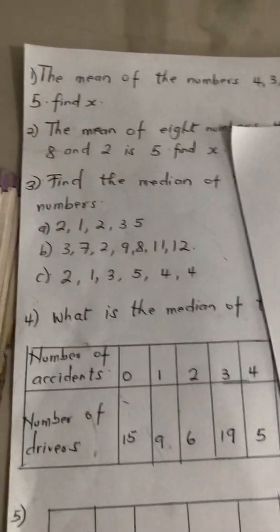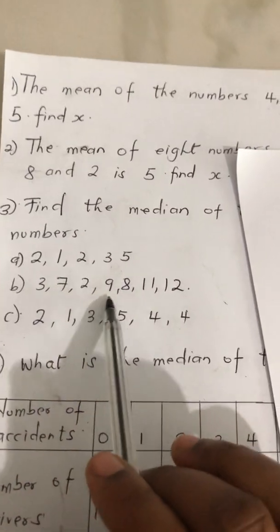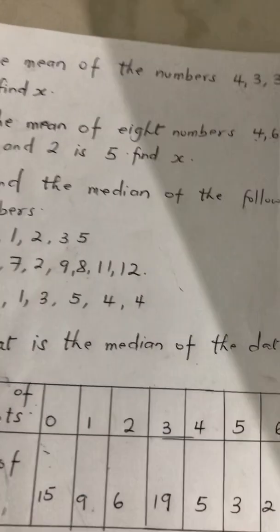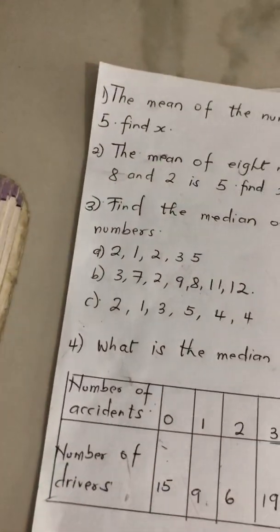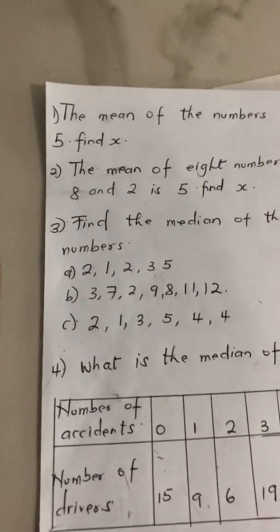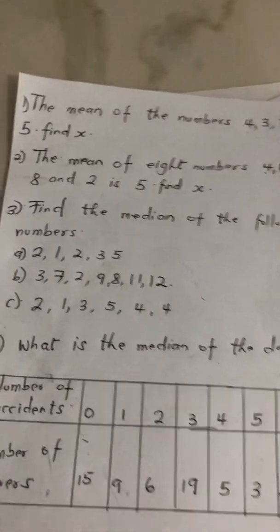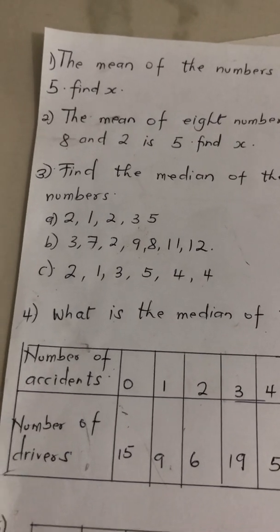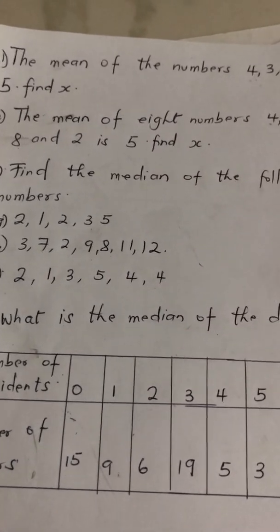Okay, so let's pick the second question. The second question is 3, 7, 2, 9, 8, 11, and 12. I said the first step is to arrange the numbers in ascending order. So our first number is 2, followed by 3. We have 7, 8, 9, 11, and 12. This is how we arrange it from the lowest to the highest. Always make sure you do this from the lowest to the highest.